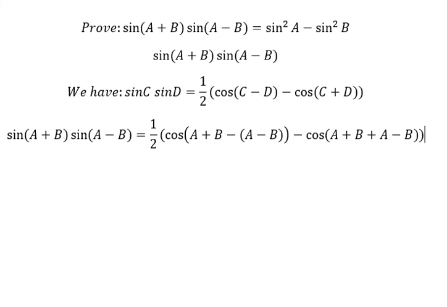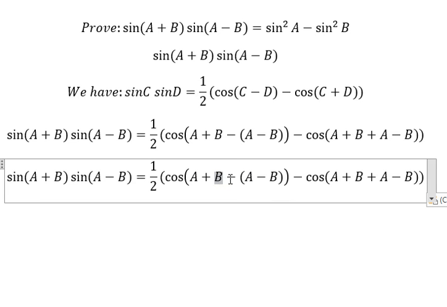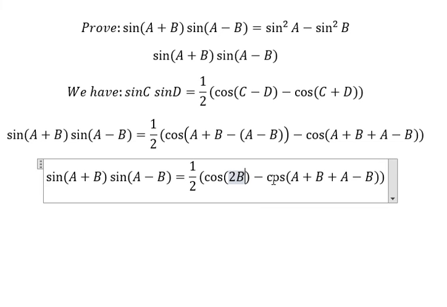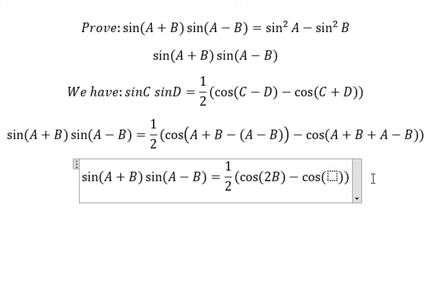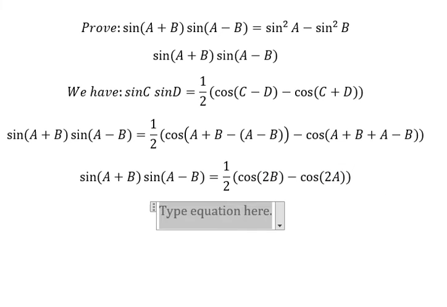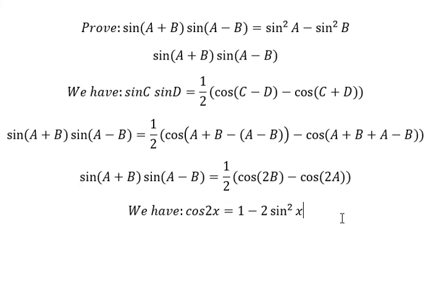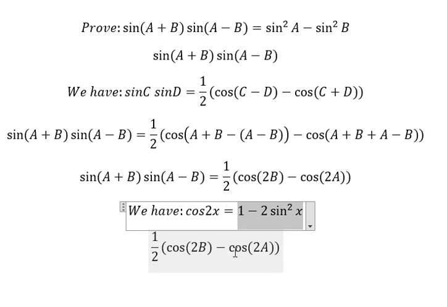So we simplify: 8 minus 8, they cancel. B minus negative B, we have 2B. This one, that is 2A. Now we have the second formula in here. So cosine 2B, that is about this one, similar for cosine 2A.